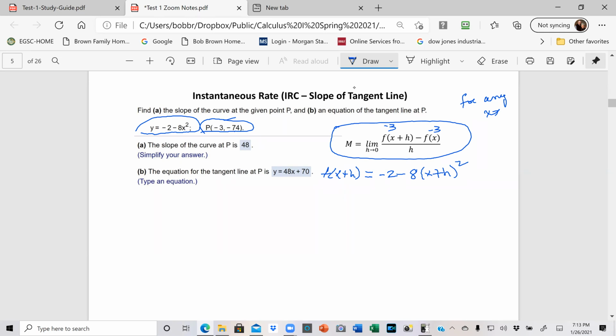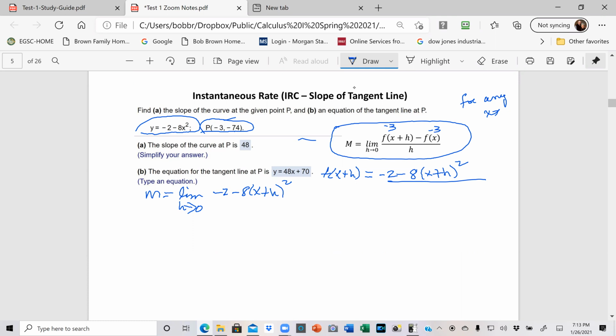So let's now calculate m, which is going to be the limit as h approaches 0 of f of x plus h, which is -2 minus 8 times x plus h quantity squared, and now we need to subtract off f of x, which is -2 minus 8x squared, divided by h.